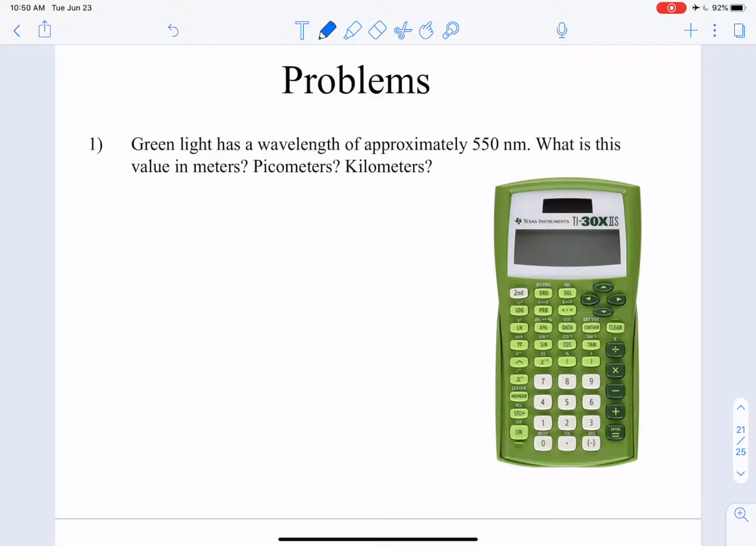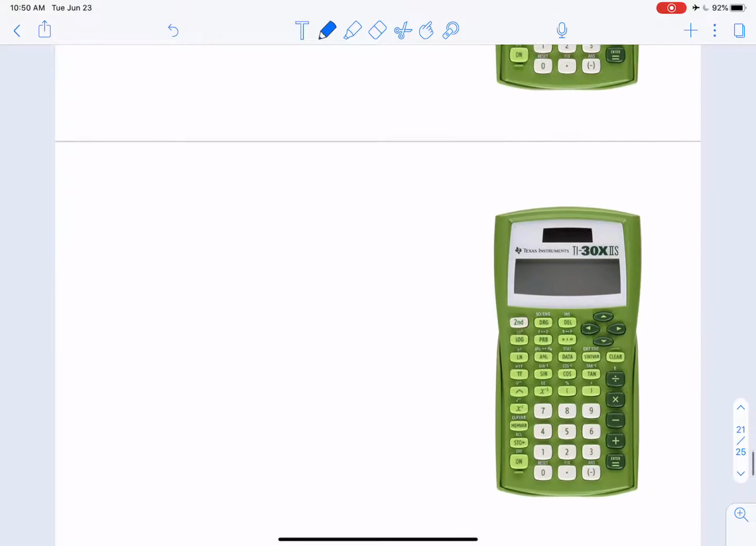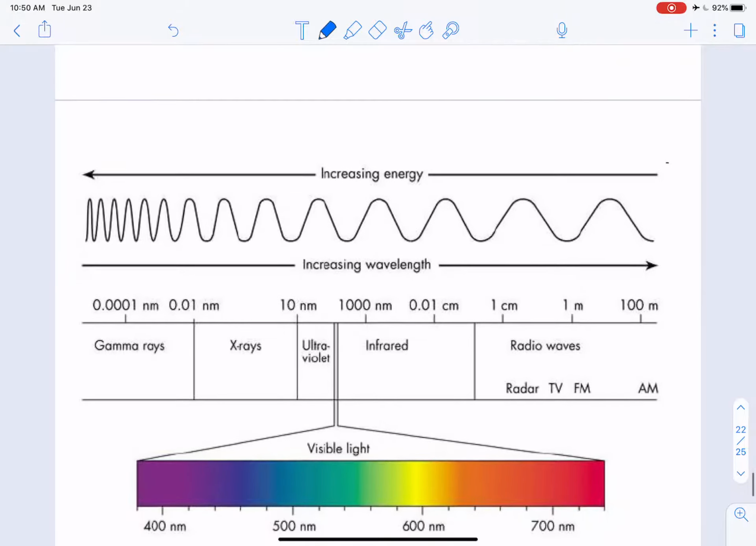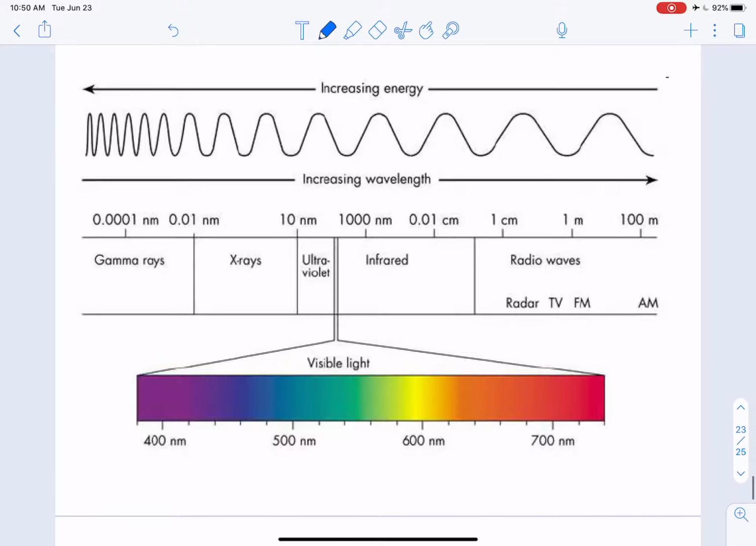So the first problem says that we've got green light that has a wavelength of approximately 550 nanometers. And we want to know what this is in meters and picometers and kilometers. So get your calculator out. I've got mine out right here. And before we talk about that, let's just take a look at the electromagnetic spectrum in case you've never seen it before, okay?